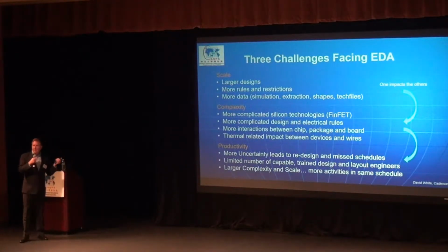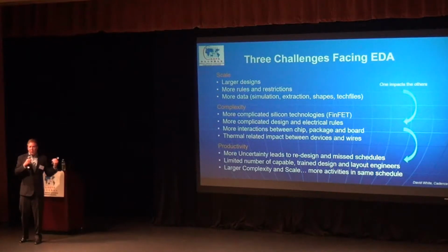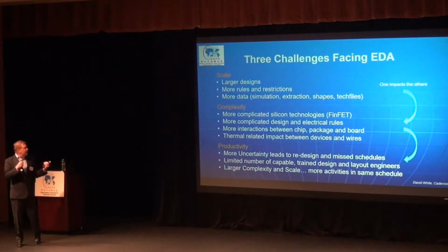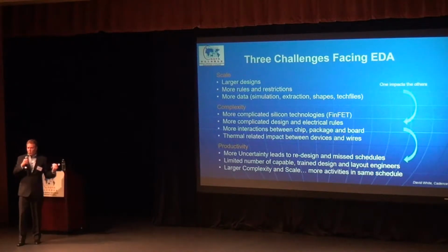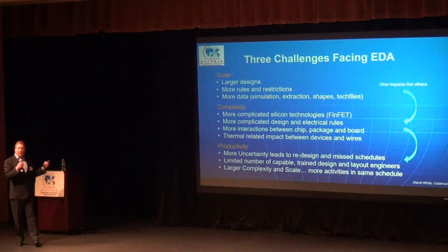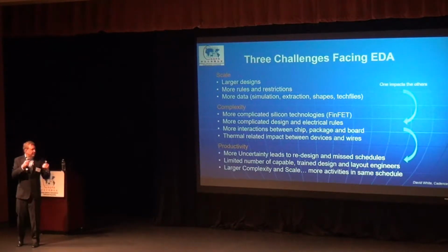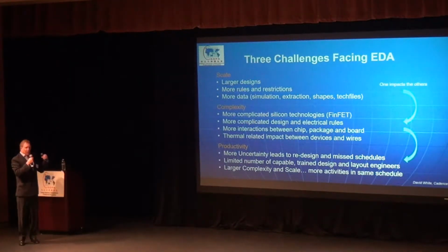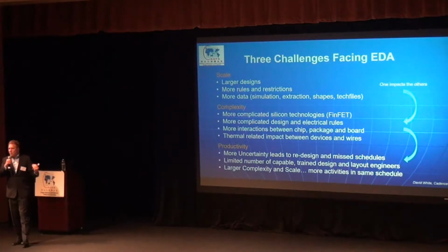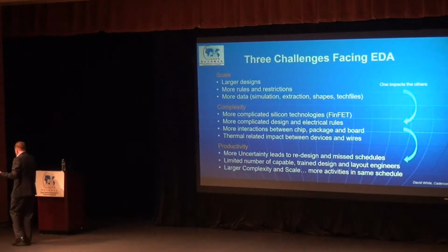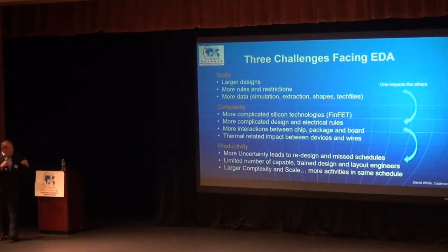And the other problem we're facing is complexity. We're dealing with more and more complicated silicon technologies like FinFETs, and more complicated design electrical rules. We're seeing a lot more interaction between chip, package, and board. And scale and complexity compound to impact productivity, because we're also seeing more and more uncertainty. More uncertainty leads to more and more redesign, and unfortunately for some, it leads to missed schedules. There's a limited number of capable, trained design and layout engineers in the world, so you just can't throw bodies at the problem. You have to come up with ways to automate and improve productivity.